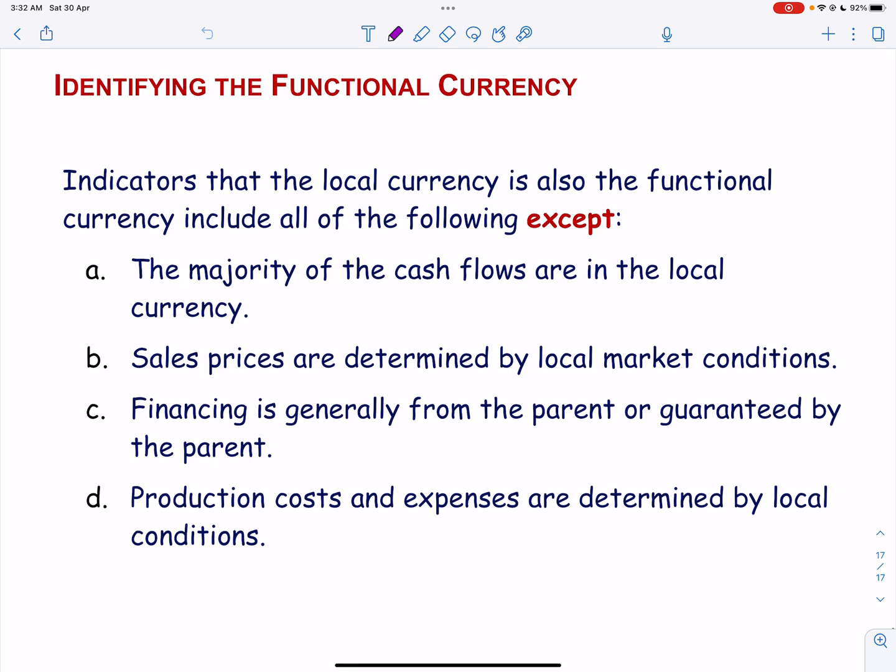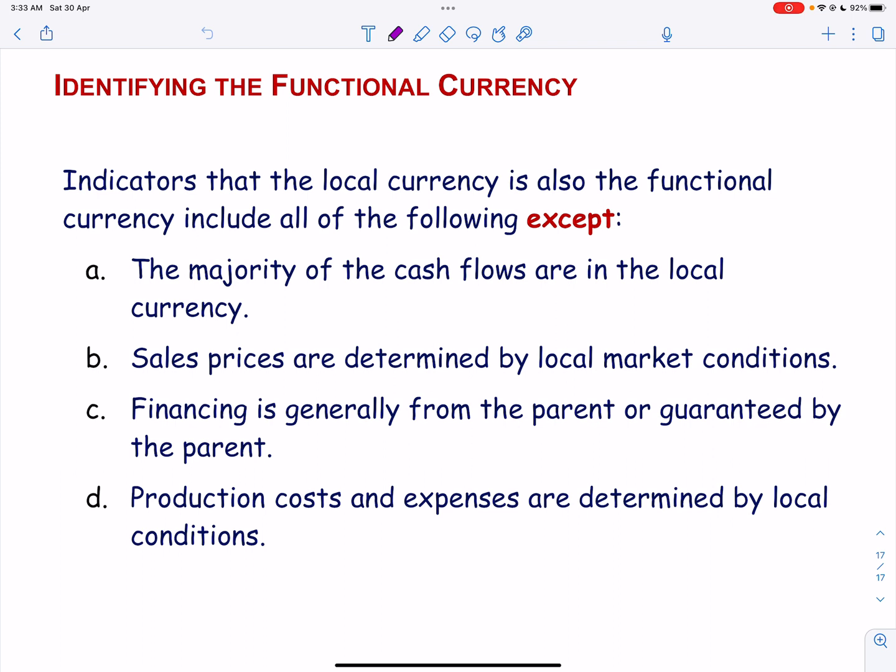Indicators that the local currency is also the functional currency include all the following except. So there are 3 good answers and there is 1 wrong answer, and let us see. A, the majority of cash flow are in the local currency. So is this a determination of the functional currency? And obviously yes. So A is not the answer to be selected. B, sales prices are determined by local market conditions. Yes, sales is based on the local market.